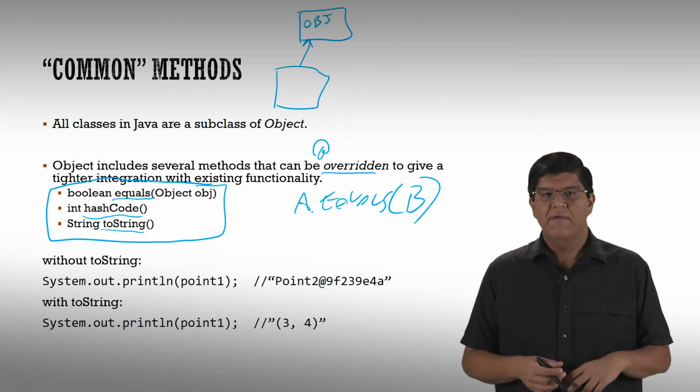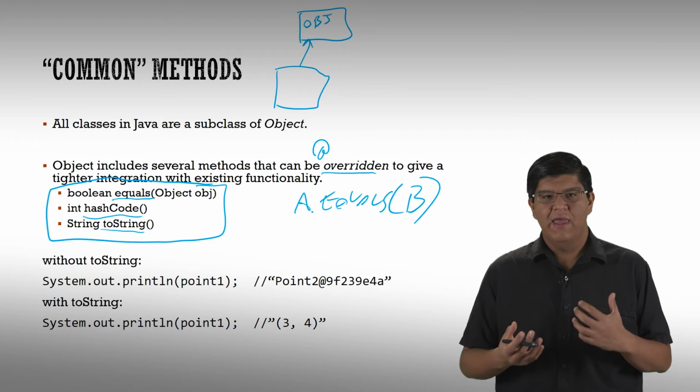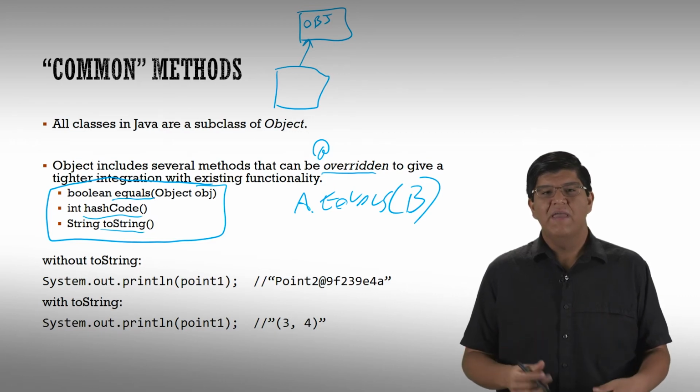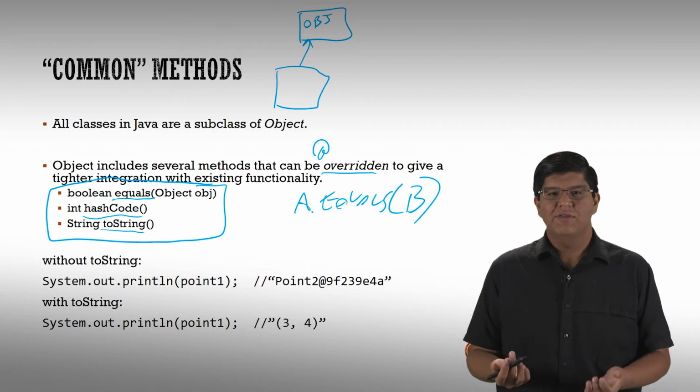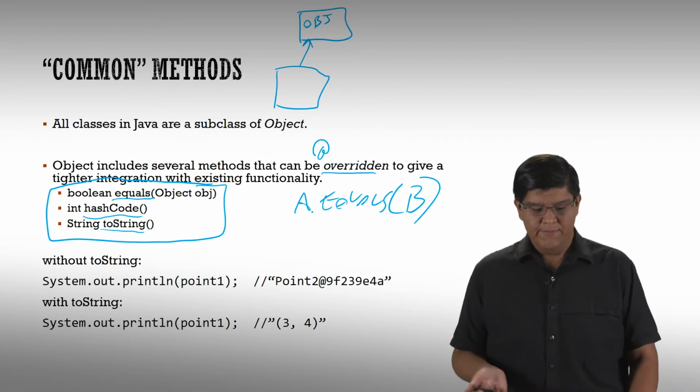So it's like, well, if I have a car, I need to make sure that cars A and B are equal if they are the same color, if they have the same wheels, right? I need to compare things specific to the object. So that's something we should look at implementing.